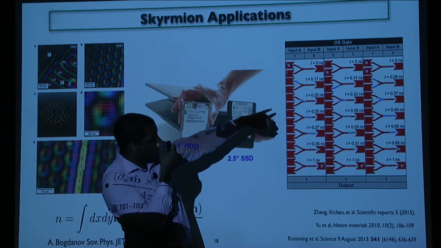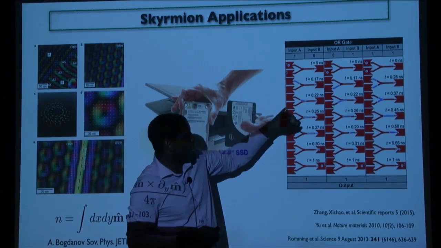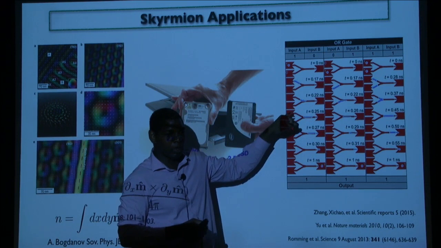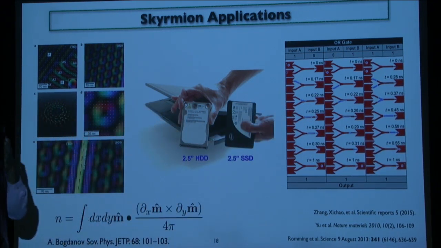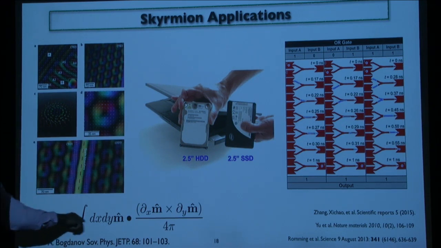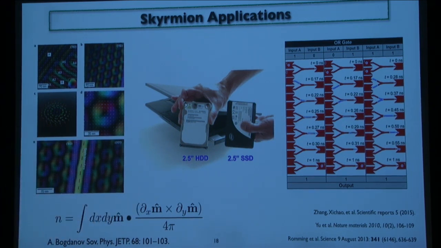So here it shows this device making skyrmions and moving them and making different types of AND gates, OR gates, or NOR gates. And lastly, here is just the topological winding of this material.